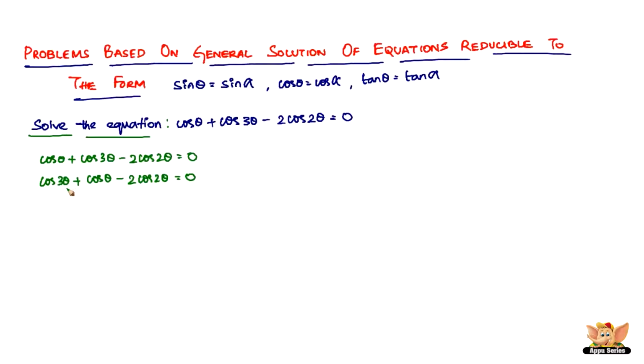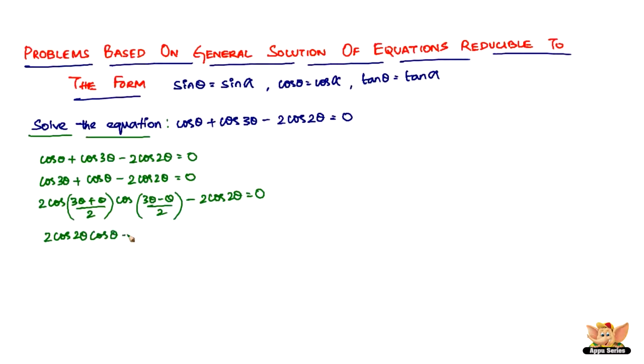It's just going to be easier for me when I take this as cos A plus cos B, because at one point we are going to get 2 cos A plus B by 2 and A minus B by 2 and all those things. So 2 cos of 3 theta plus theta divided by 2 times cos of 3 theta minus theta divided by 2 minus 2 cos 2 theta equal to 0. Alright. So now 3 theta plus theta divided by 2 is nothing but 2 theta. So it's 2 cos 2 theta. In this case, it is 3 theta minus theta, which is 2 theta, and 2 theta divided by 2 is just theta. So it will be 2 cos 2 theta cos theta minus 2 cos 2 theta equal to 0.